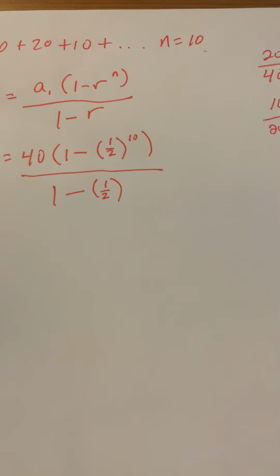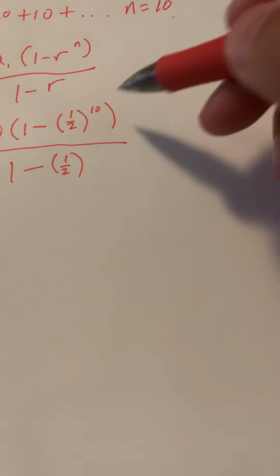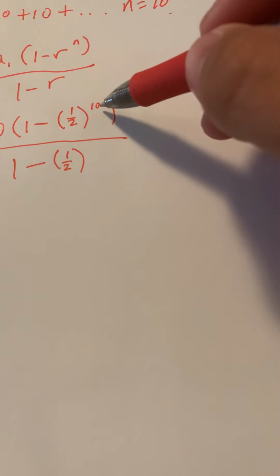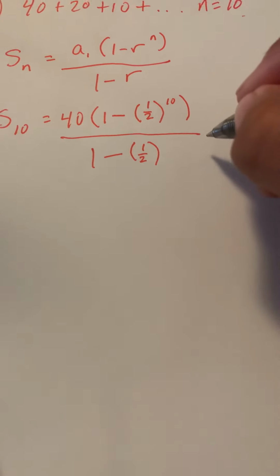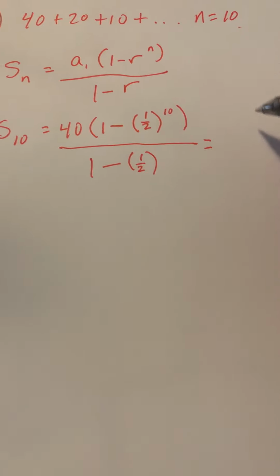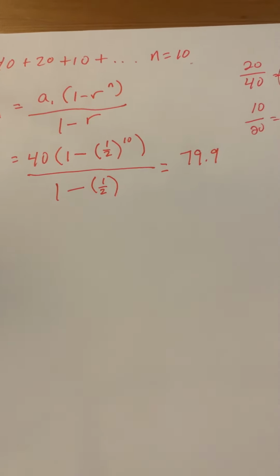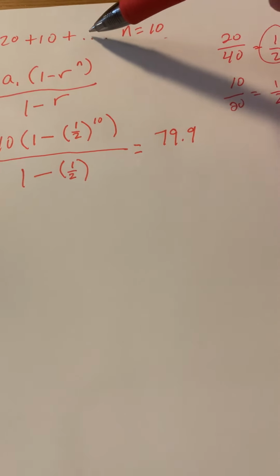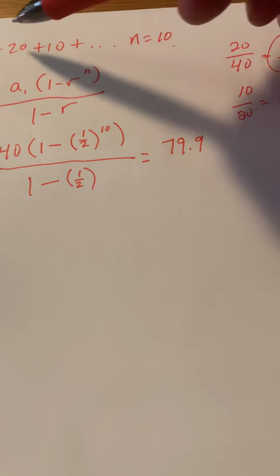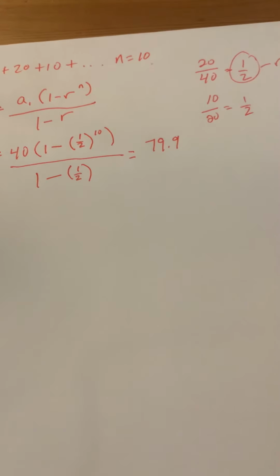Now, be very careful when you solve this using your calculator and do PEMDAS. Remember that you have to raise the 1/2 to the 10th power first before subtracting it from the number 1. If you plug all this in properly in your calculator, you should get 79.9. It's a shortcut. Otherwise, you'll have to find all the 7 missing terms and then add them all up. This helps you so you don't have to.